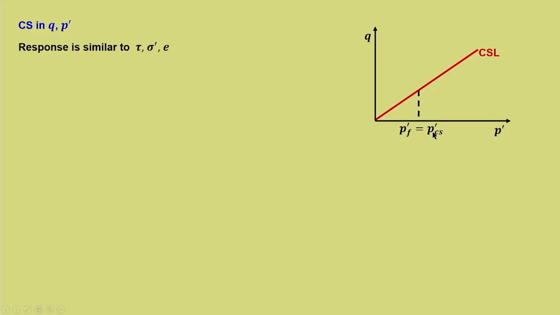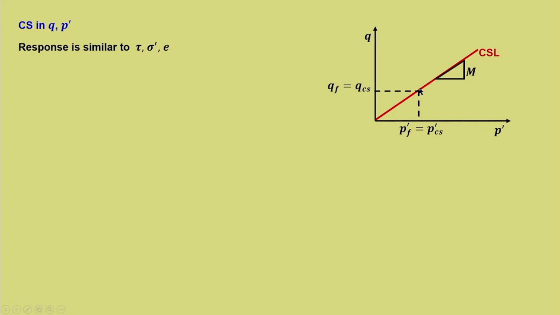Now, how does it become the critical state line? Because here the phi dash considered is phi dash Cs. So, that is why Kf automatically becomes a critical state line. Let us assume p dash f is equal to p dash Cs. Now, at the critical state, the failure state is the same. So, p dash f is equal to p dash Cs, for which qf is equal to qcs.